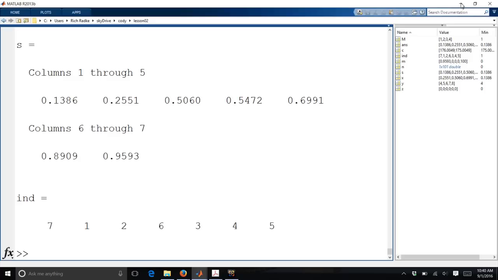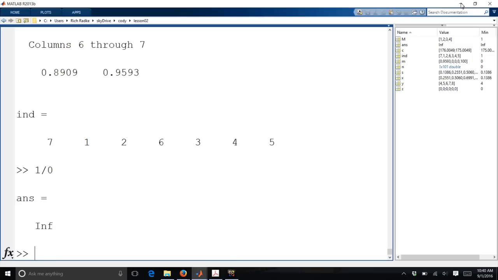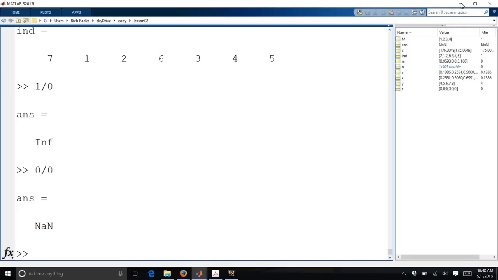Okay, so again, if you do something goofy and you divide by 0, you'll get something infinite. If you divide 0 by 0, you get not a number, right? So MATLAB can't do magic. And then you can also test for it if you've got some sort of problem, right? So suppose I've got some sort of vector, and let's put some of this together.